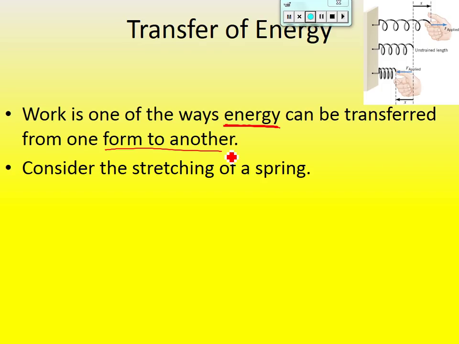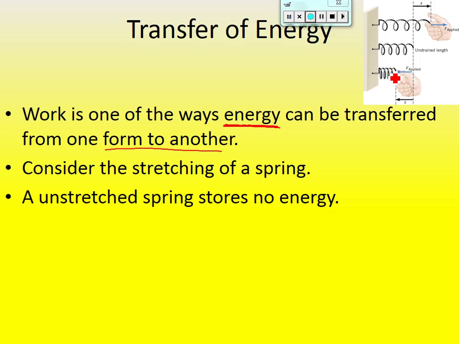So consider this spring. Okay, I've got a picture of this one stretched out, and this one's just at its equilibrium or rest position, and this one's compressed. So if we consider the stretching of a spring, an unstretched spring stores no energy. It's just sitting there. There's no energy to it in the spring at all. But what if we were to grab hold of the end of it and pull that spring and stretch it? So we put a force over a distance. So we've done work on the spring. Well, now we've transferred energy into that spring, and it's called elastic energy. And that's one way that you can transfer energy.